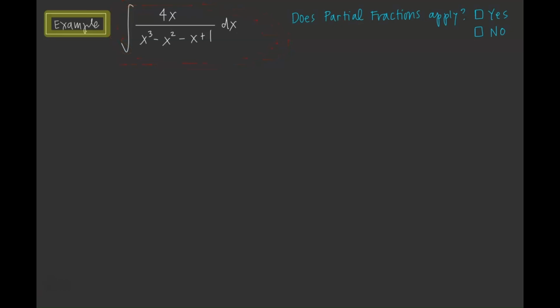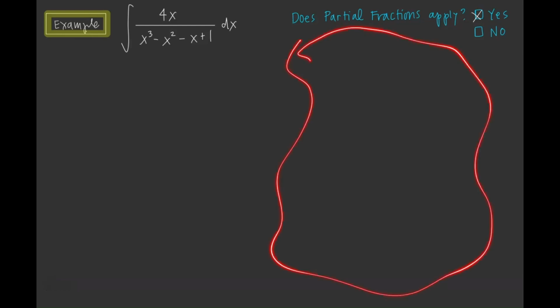The first thing that we have to ask is, does the method of partial fractions even apply here? We do have a polynomial over another polynomial, and the degree of the numerator is smaller than the degree of the denominator, so we're good. We can use partial fractions. Now we spend the bulk of our time over here finding the partial fractions decomposition, and then we'll spend an itty-bitty amount of time finding the actual integral.